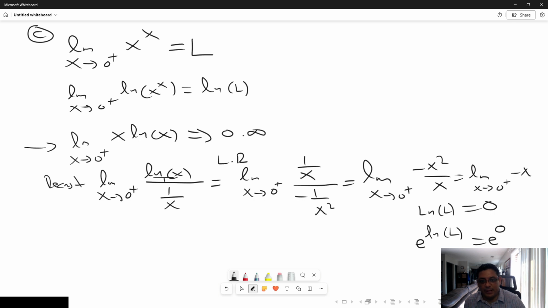And so that implies that the limit when x goes to 0 from the right of x to the power x is just 1.